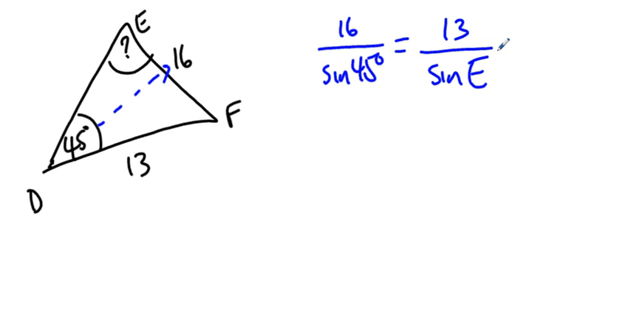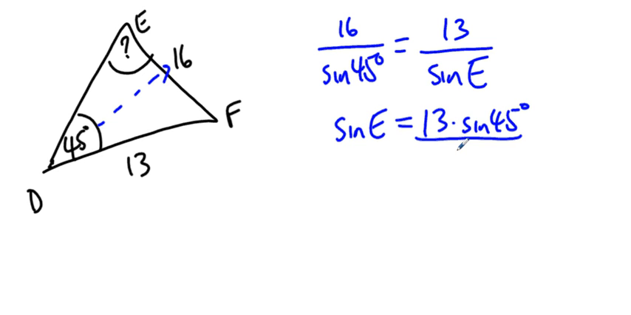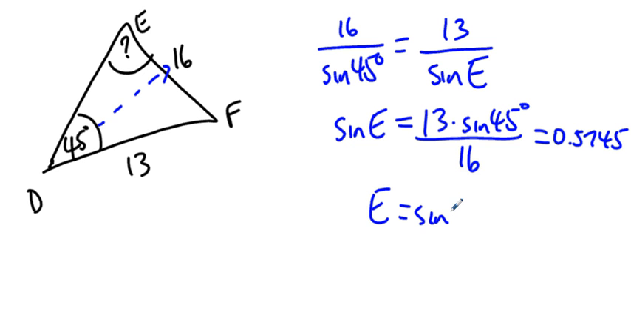And so what do we do from here? I can find the sine of E. The sine of E is 13 times the sine of 45 degrees divided by 16, which your calculator will tell you is 0.5745 approximately. So how do I find angle E? Angle E is the angle whose sine is that.